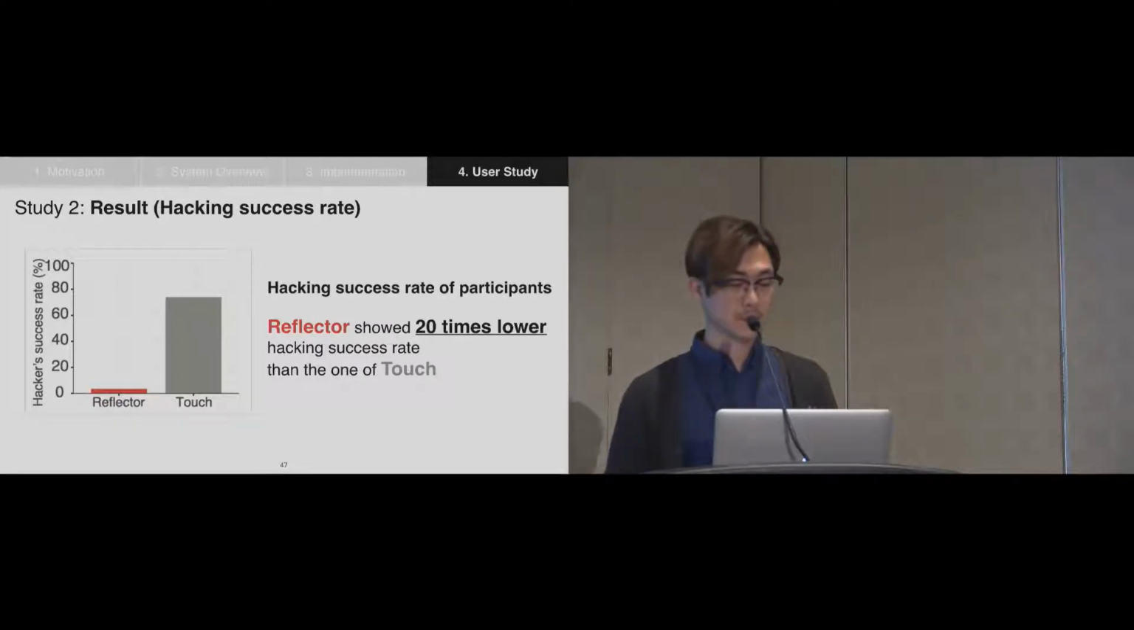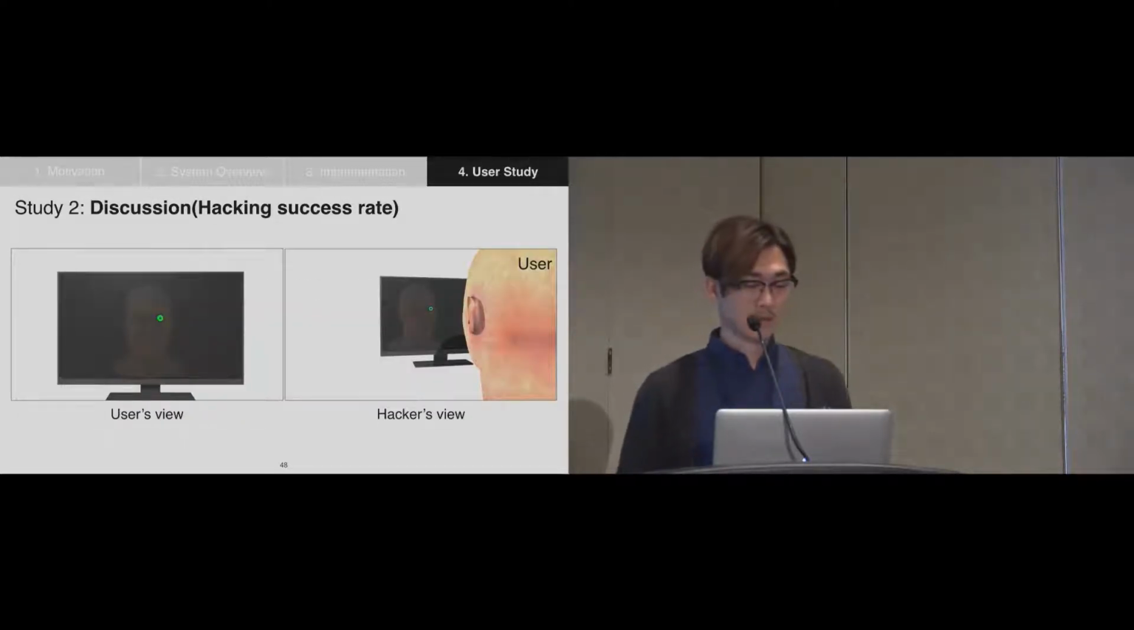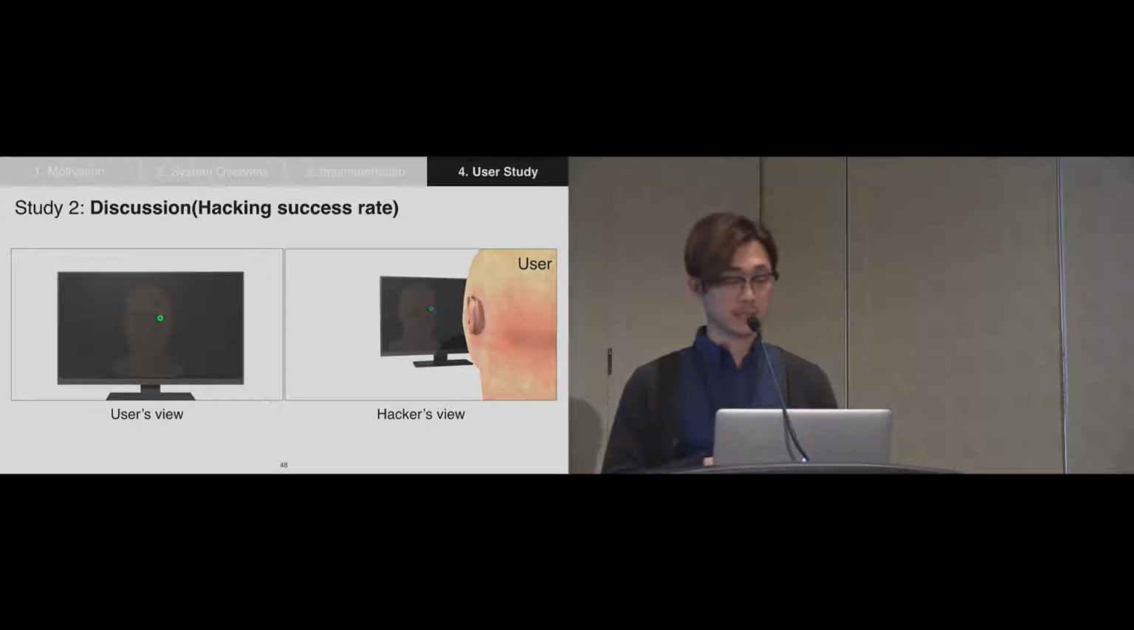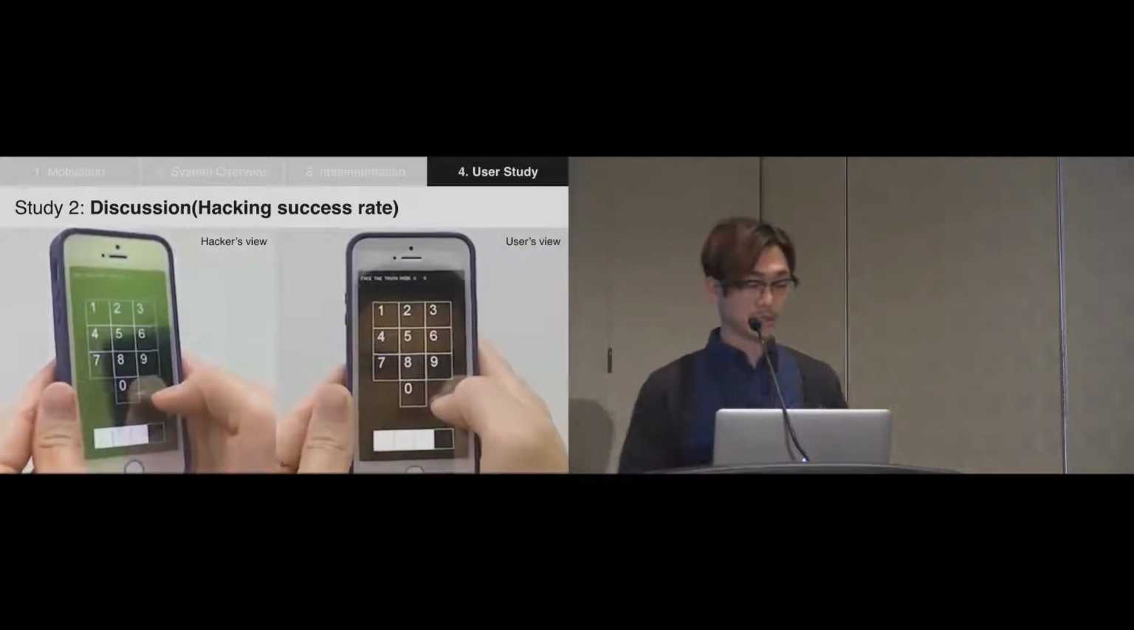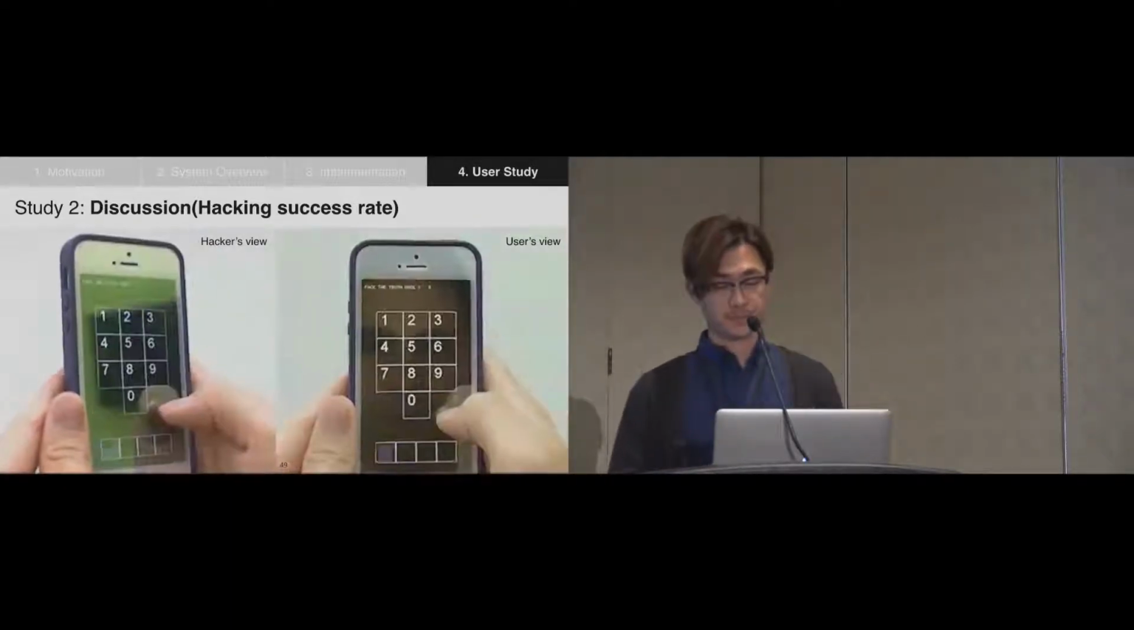As a result, the participants' hacking success rate of Reflector was 20 times lower than that of the touch-based system. Authentication with Reflector was much more secure than with touch because on-screen reflection shows a different image in a different position. Therefore, the pointing position is shown in a different position so that the hacker cannot see the user's input. As you can see in this video, it is not possible to see the input from a hacker's view.